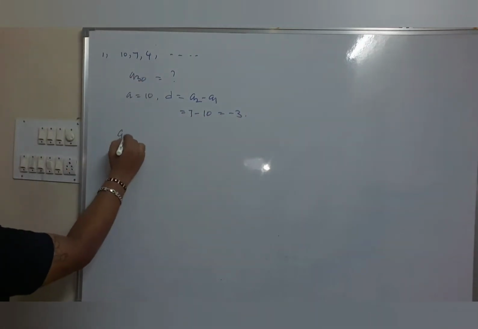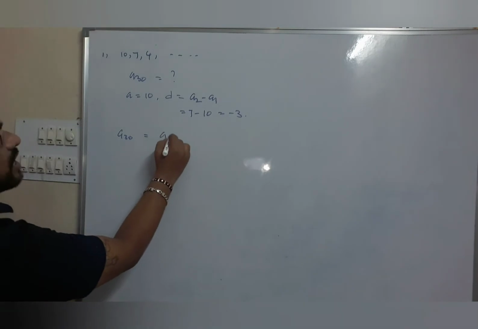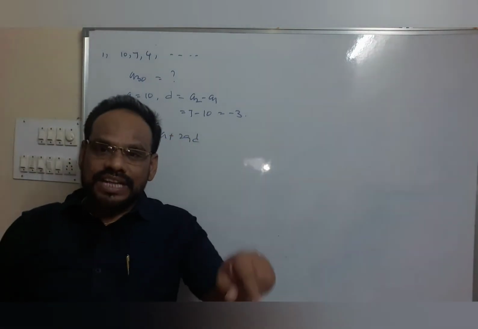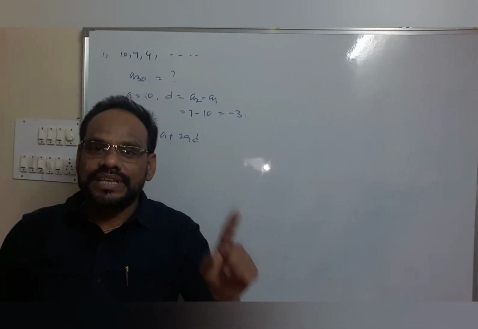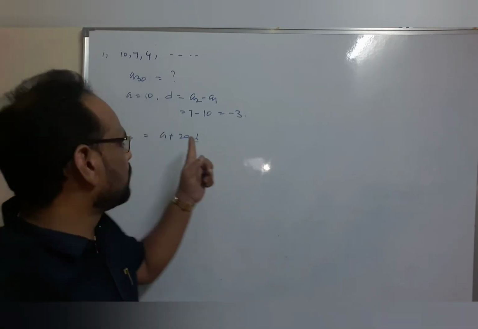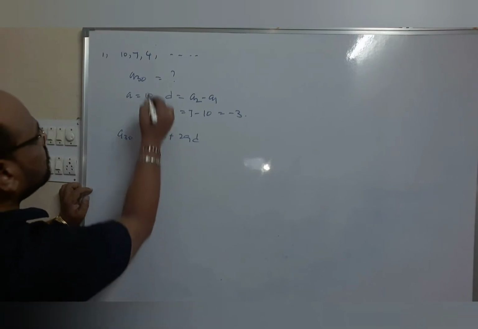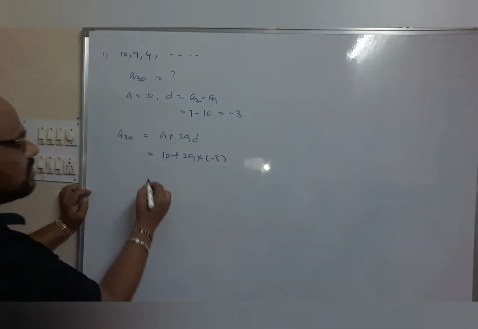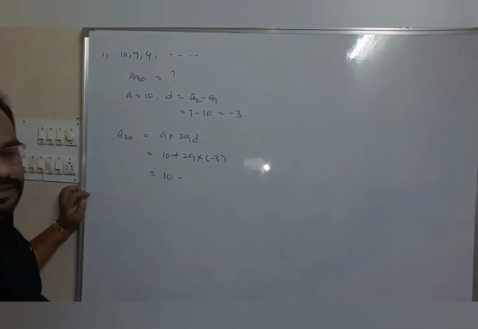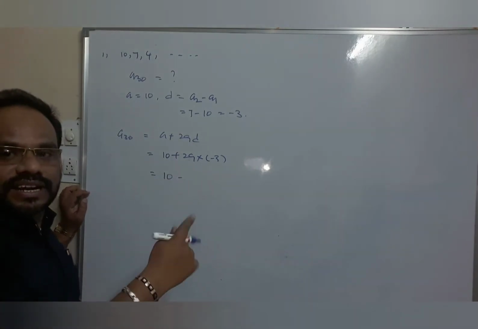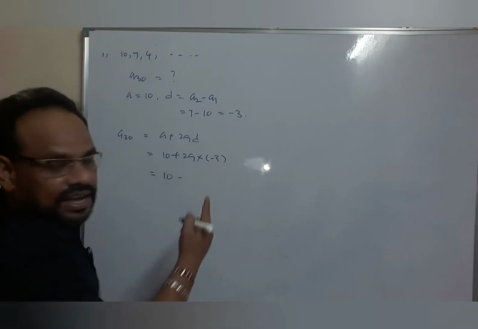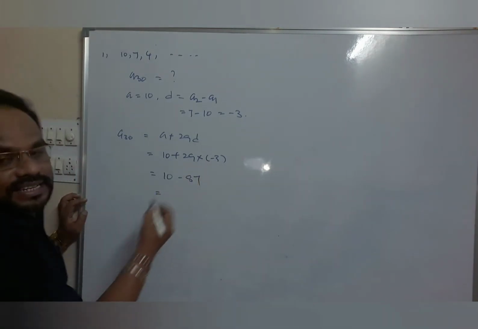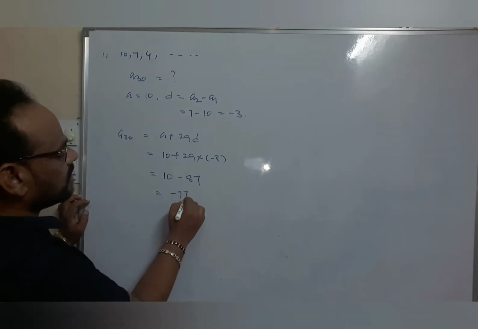We want the 30th term. An means a plus n minus 1 into d, so the 30th term means a plus 30 minus 1 into d, nothing but a plus 29d. That equals 10 plus 29 into minus 3. 29 times 3 is 87. That is 10 minus 87, which is nothing but minus 77.